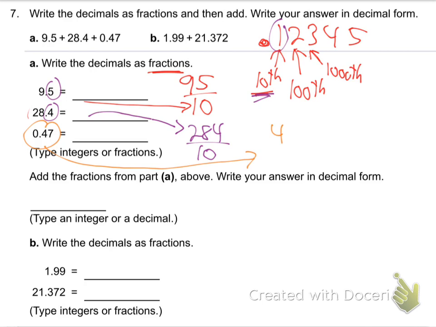So that's going to be 47 over 100, because it ends in the hundredths place. 2 places after the decimal, 2 zeros on the bottom. Now, they want you to do something else with these. What? Write the decimals as fractions and then add. Yeah, they want you to add these up. So how would you actually add these up?